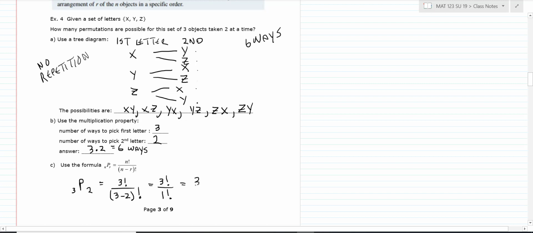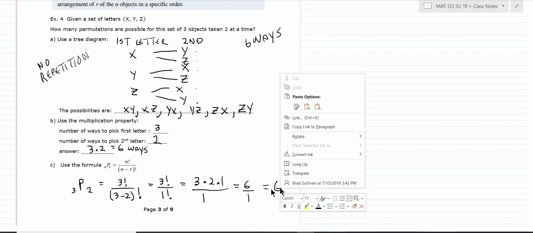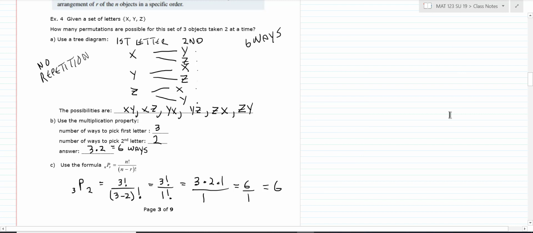So what's 3 factorial? That's 3 times 2 times 1. What did we say 1 factorial was? We said by definition that's 1. So notice we get 6 over 1. So we get 6 ways. And in a little bit, I'll show you how to do this on the calculator.